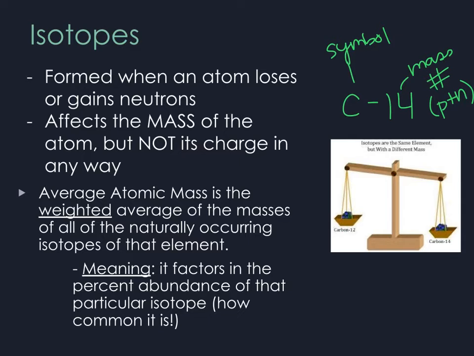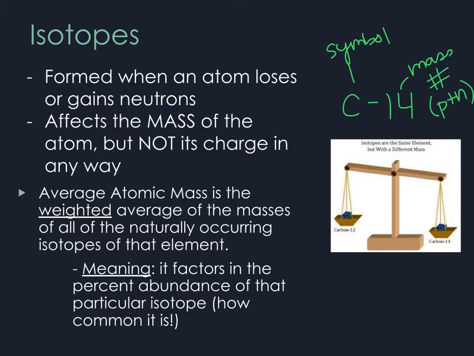So the average atomic mass is, as we mentioned, the weighted average of the masses of all the naturally occurring isotopes of that element. So carbon comes in carbon-11, 12, 13, and 14. Those are the 4 possible carbons that exist out there. Now, they all have 6 protons, so they're all carbon. That's pretty straightforward. If you were to change the number of protons, that would change what the element actually was. So we know it's carbon if it has 6 protons.